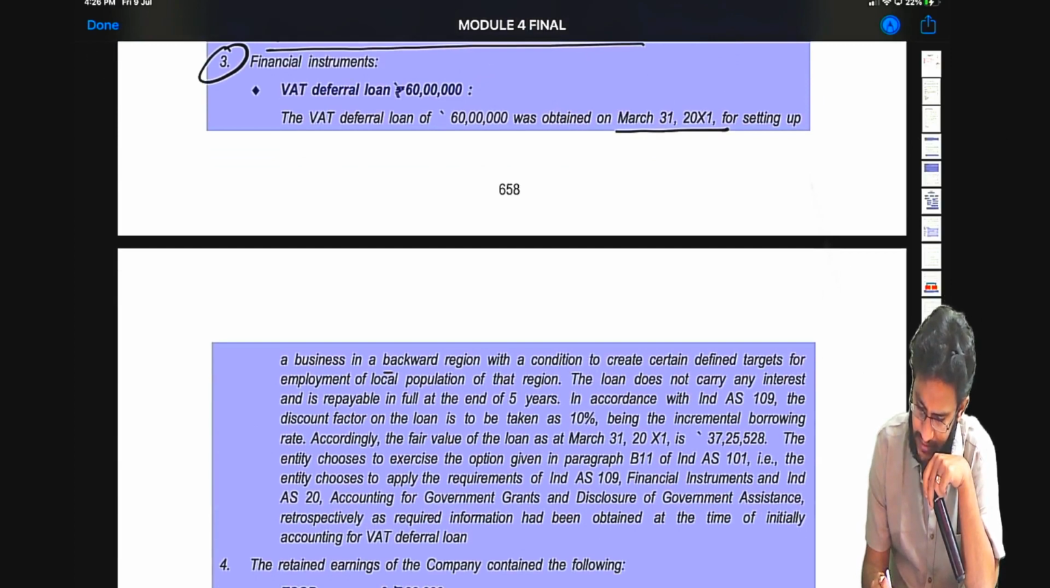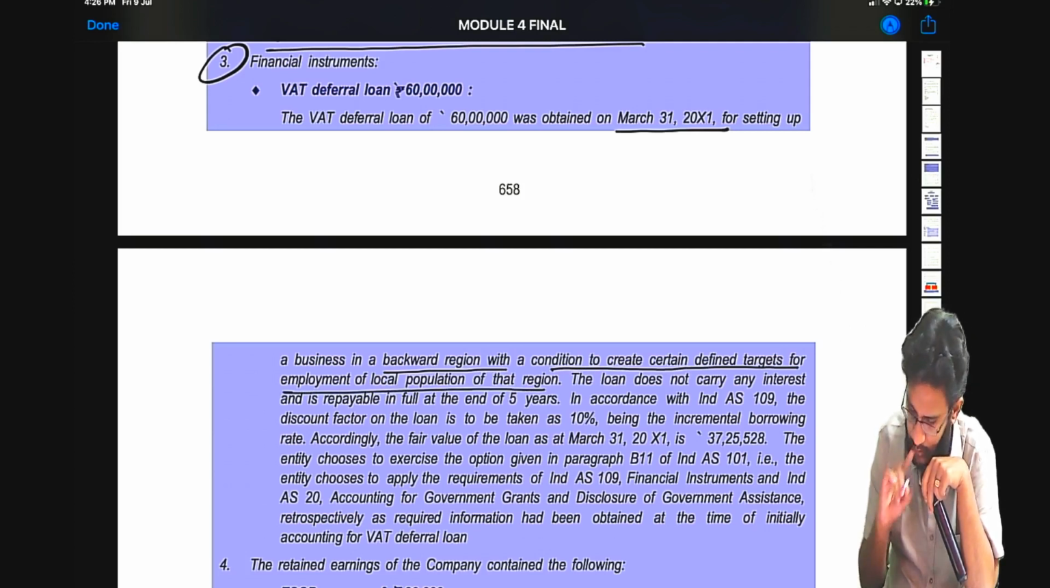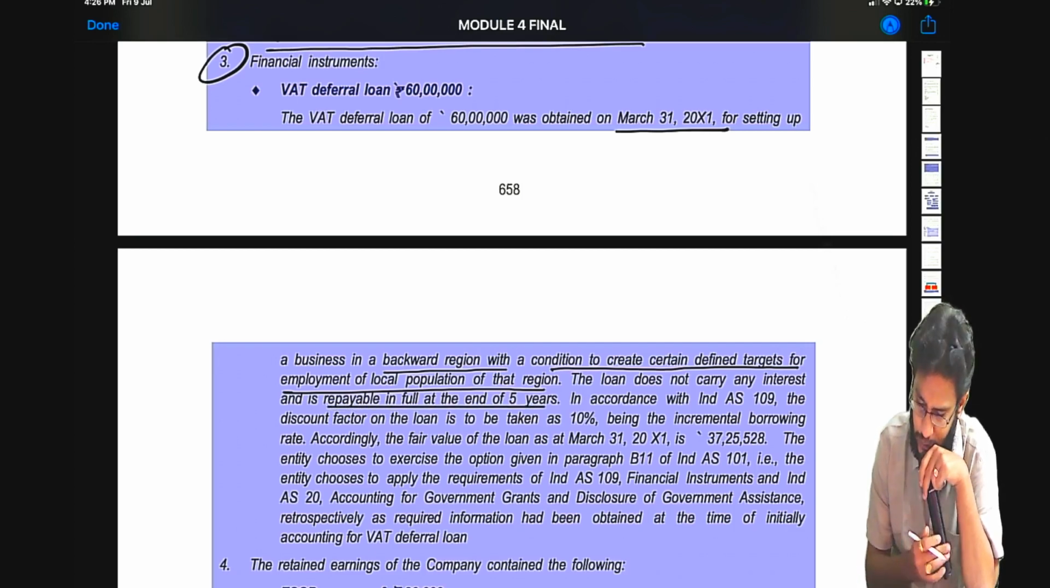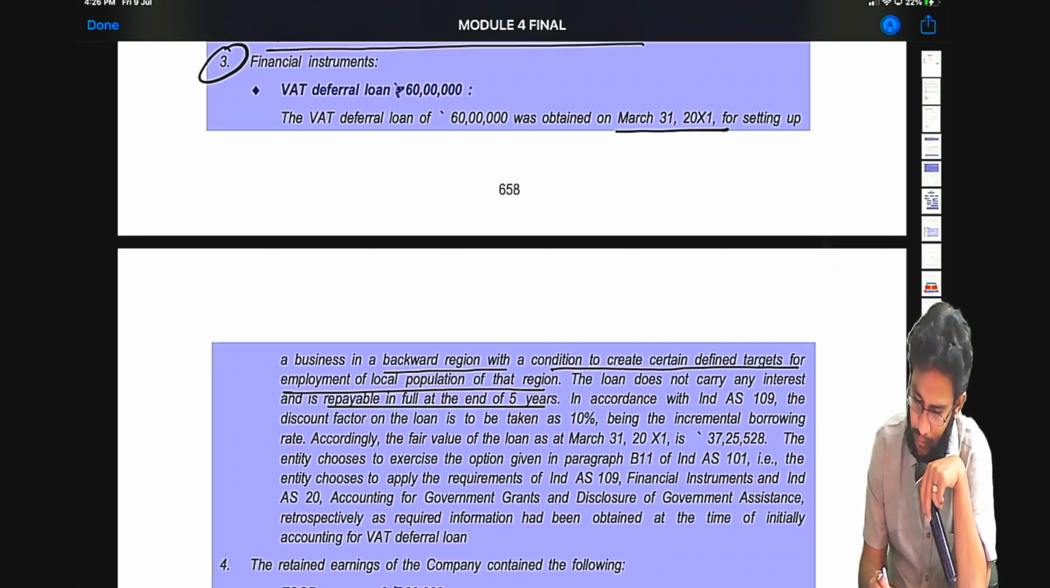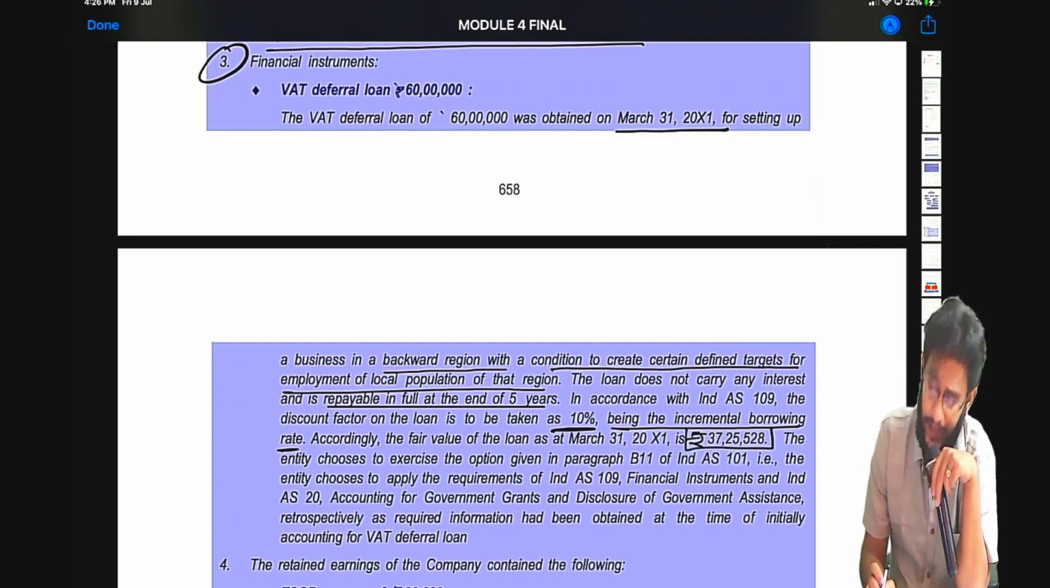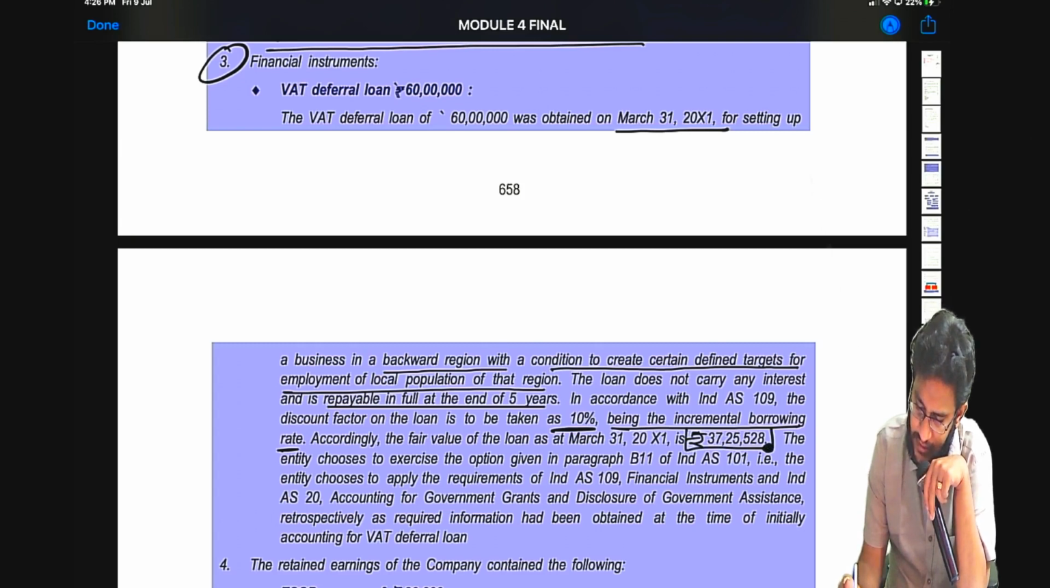For setting up a business in a backward region with a condition to create certain defined targets for employment of the local population of that region. The loan does not carry any interest and is repayable in full at the end of 5 years. So concessional interest rate loan basically. In accordance with Ind AS 109, the discount factor of the loan is to be taken as 10%, being the incremental borrowing rate. Accordingly, the fair value of the loan on 31st March is rupees 37,25,528. Out of 60 lakhs, 37 lakh rupees is treated as the loan component.